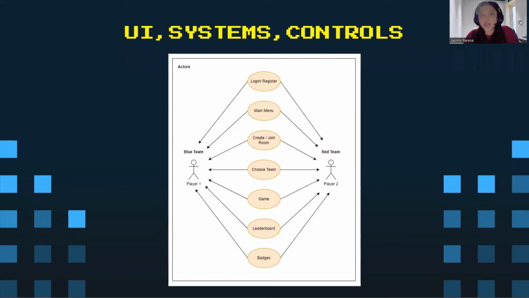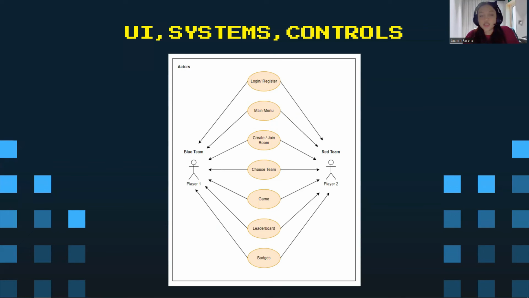And here are the UI, the systems and the controls of the game. Starting with the two players in this game: each player already has an existing account, but a new player needs to register, then move to the next scene, which is the main menu. They can go to four other scenes: create or join room, choose team, leaderboard, and the badge scene. After they have successfully logged in, they join the room, proceed to the choose team scene, either red team or blue team, and then they can start the game.